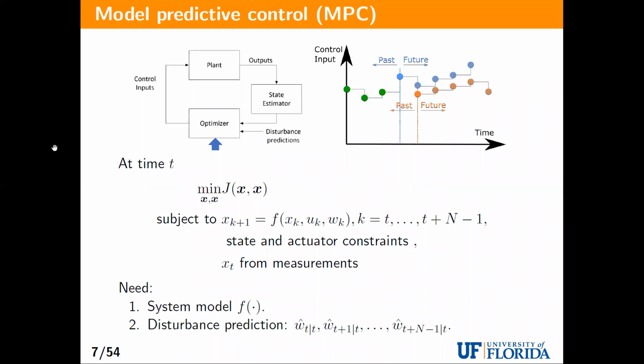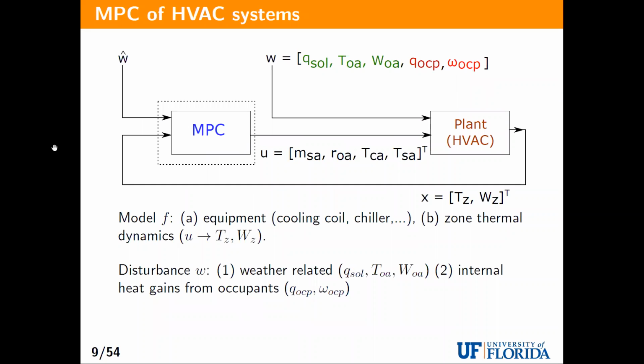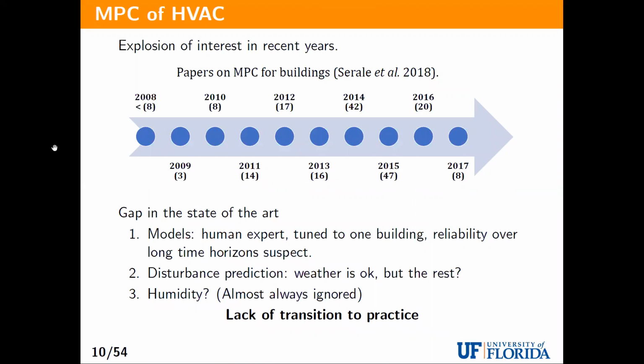You need this model relating the disturbance and the control commands to the state variables, the temperatures, the humidities, and all of this other stuff. And these models can be quite complicated and uncertain. So how do you get these models? That's one problem.